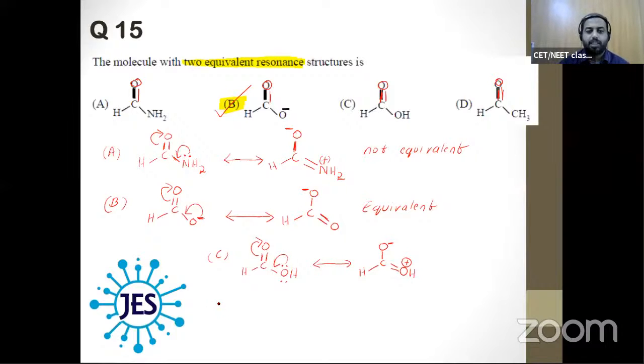Option D, check out option D. Option D is HCOCH3. I think it's CH3. Let me just shift this toolbar. Yes, it is CH3. Now look at option D. In option D, there is no resonance possibility at all. No delocalization possible. No resonance at all. No resonance phenomenon or resonance effect.